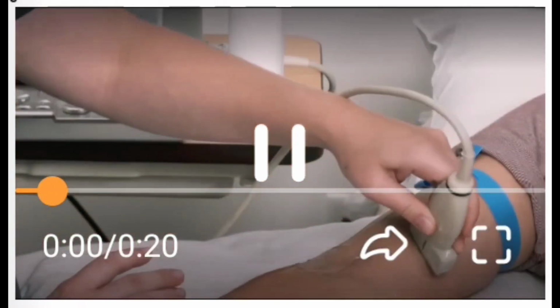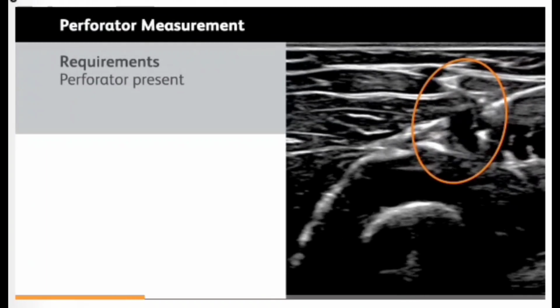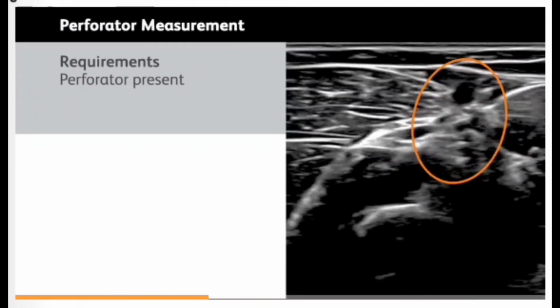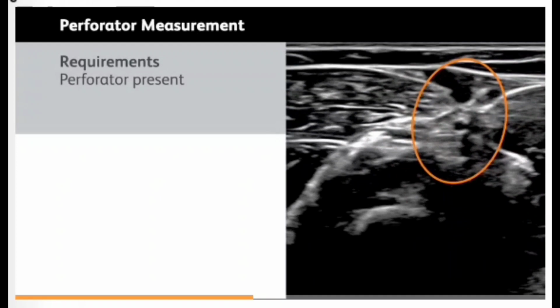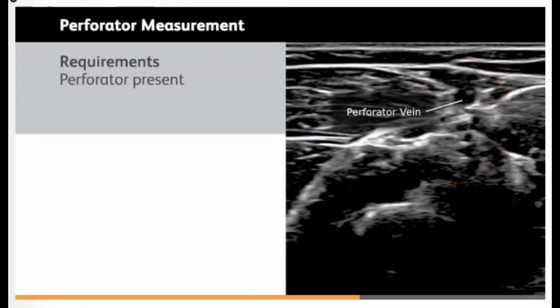The next step is to confirm the patient has a perforator. Follow the cephalic or basilic down to the proximal forearm. You will see the perforator dive down from the cephalic or basilic as it meets the median cubital. This is where there is communication between the deep veins to the superficial veins.